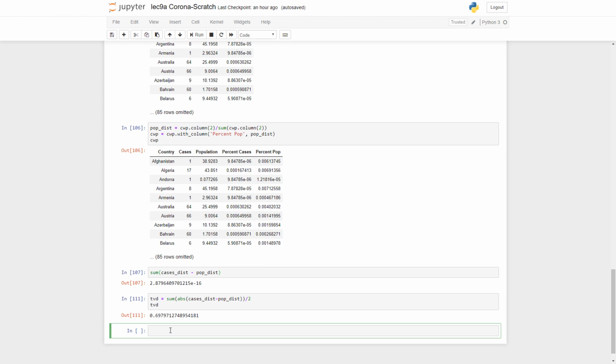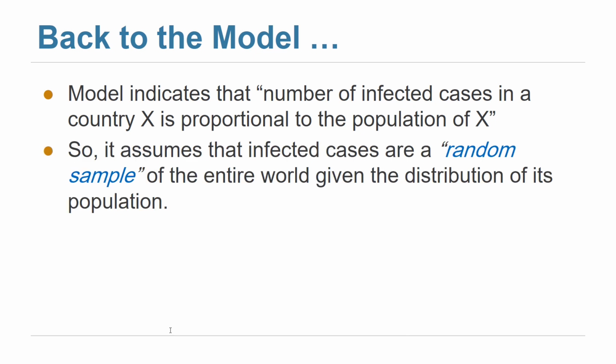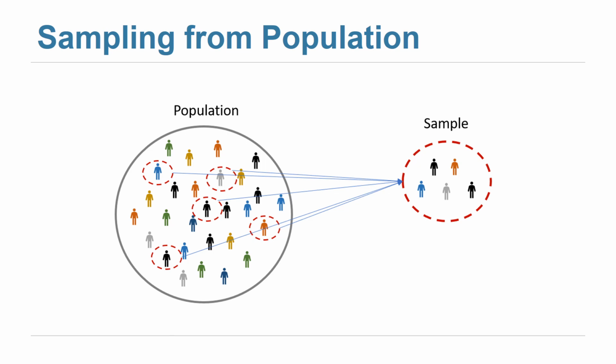So let's get back to the model and see how we can actually think about how likely this number can be. If we get back to the slides here and think about the model, the model indicates that the number of infected cases in country X is proportional to the population of X. So that means that the infected cases are a random sample from the entire world, given the distribution of its population. Let's see that visually. So let's say that this is the population, and the colors here indicate different countries. And of course, the number of people in each country represents the relative population of that country with respect to the entire population, which is the world.